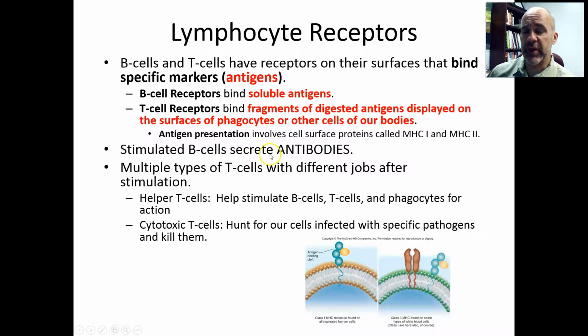Stimulated B cells, as we'll see, go on to secrete antibodies, those little Y-shaped protein weapons we've talked about earlier. So we'll learn more about those. And then you have more than one type of T cell that have different jobs after they get stimulated. The ones that we're going to focus in on are helper T cells and cytotoxic T cells.